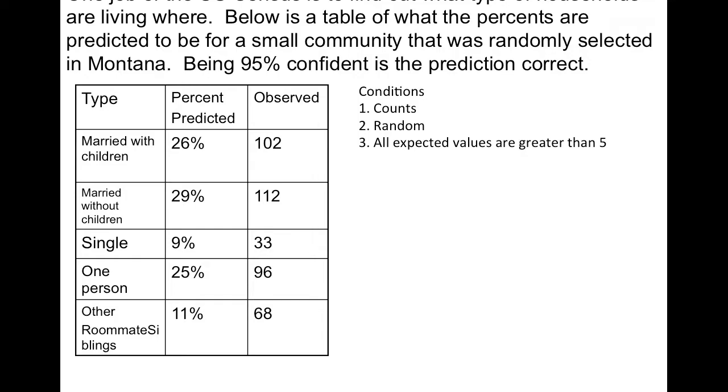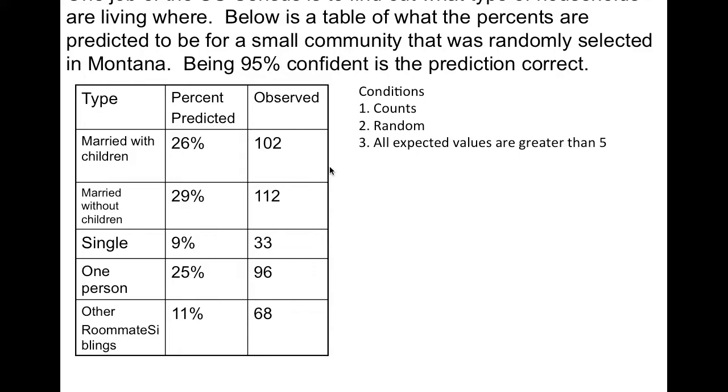Looking at it, you can kind of see with these numbers, they're large enough that most likely our expected values are going to all be above 5. You just have to be careful if you have a very small percentage. In this case, we have our percentages over here. So let's move on here.